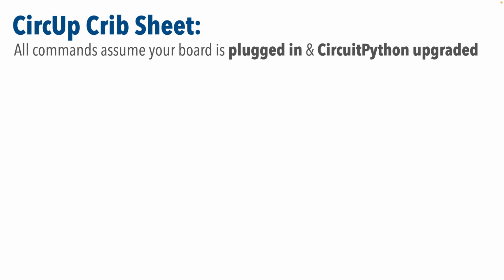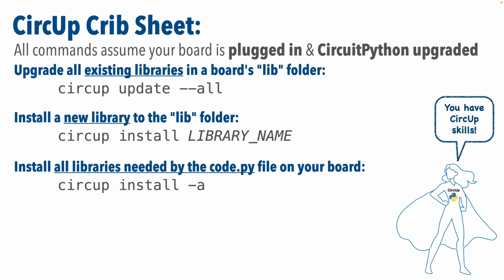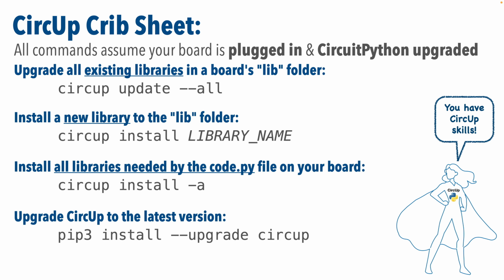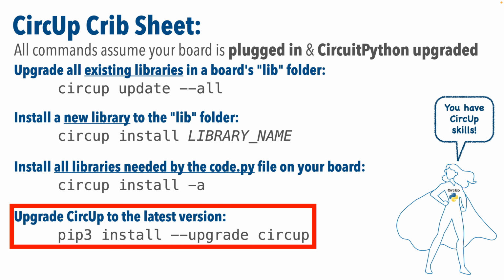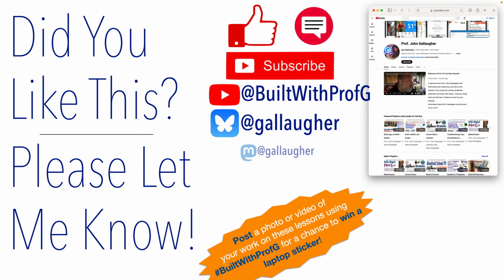So hackers, you've now installed CircUp on your computer, so you should never have to do that again. You know the basic commands that are most useful. I've added one more command at the end of the crib sheet here, pip3 install --upgrade CircUp. This upgrades the CircUp program if a new version is available, and that product is always being revised, so it's not a bad idea to run that before you run CircUp. And you are now ready to easily install and upgrade any CircuitPython libraries that your project needs. You are now most ready to continue to hack.